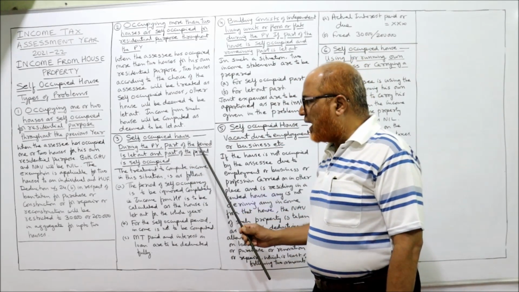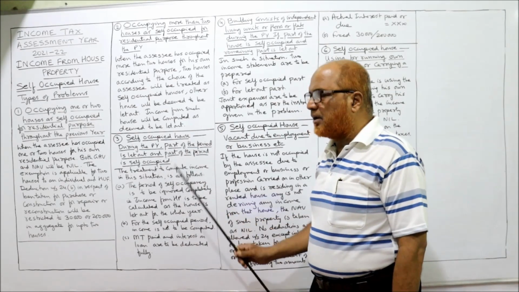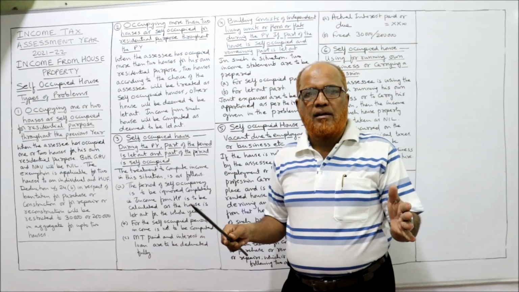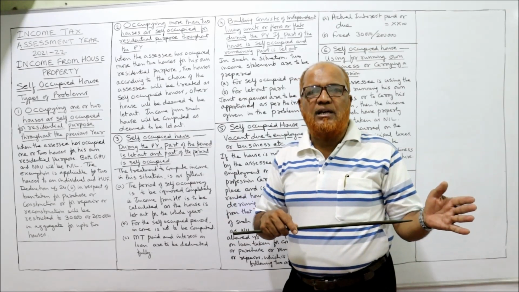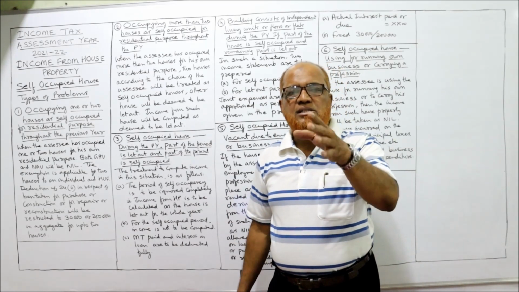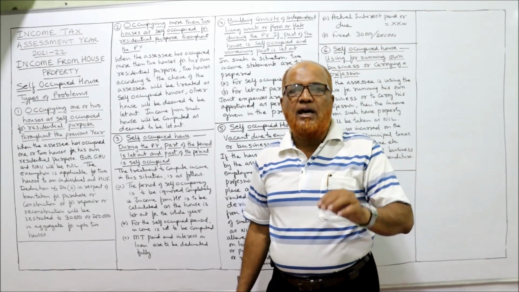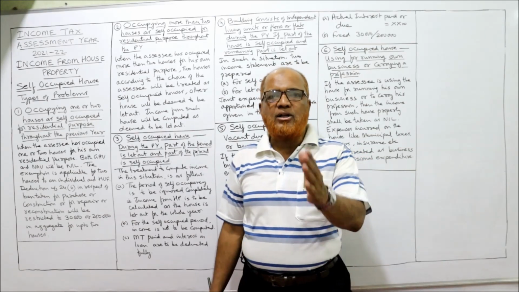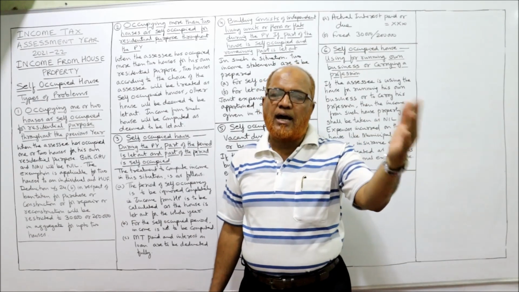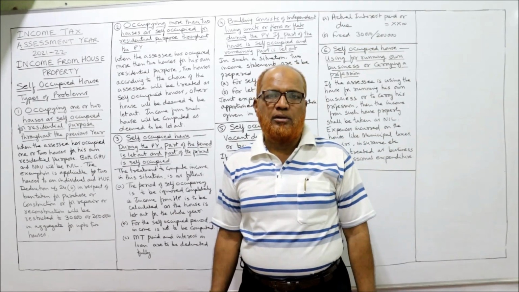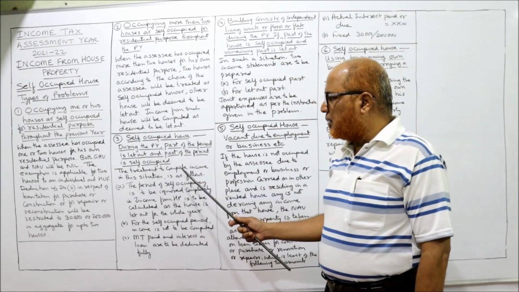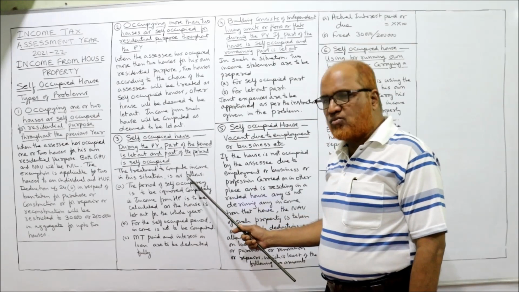Next comes the house that is partly self-occupied and partly let out. During the previous year, part of the period is let out and part of the period is self-occupied. That means a single house is there. During the previous year, for 6 months he has used it for self-occupancy and the remaining 6 months it is let out. Then how to compute the income from house property? The law says the treatment to compute income in this situation is as follows.